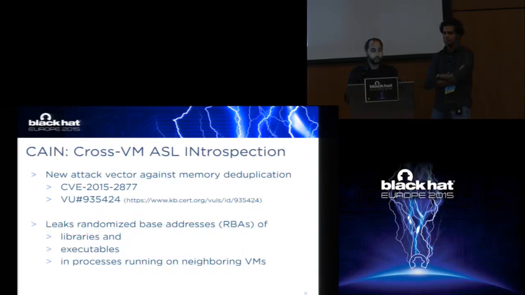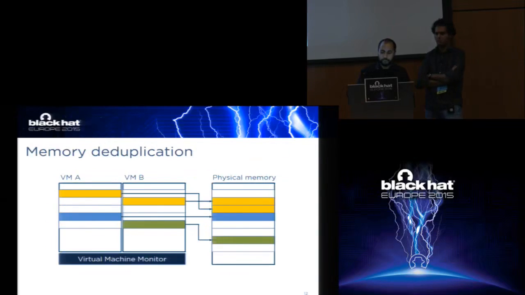So we present cross-VM address-based layout introspection. It's a new attack vector against memory deduplication. It's tracked under that CVE, 2015-2877. There's also a vulnerability note from cert.org with some additional information. And it makes it possible to leak the randomized base addresses of libraries and executables of processes that run in other VMs. Now let's look at memory deduplication.